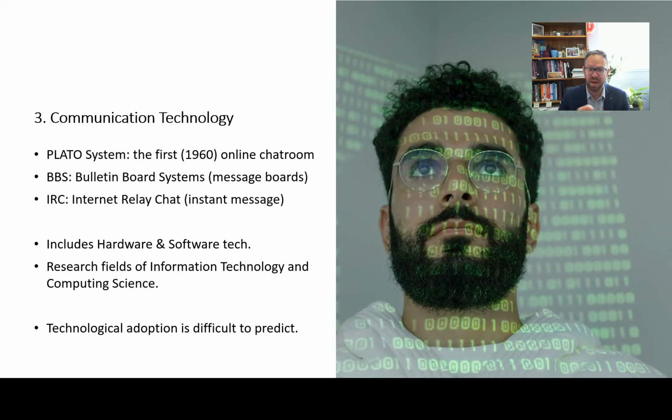Communication technology includes both hardware and software technological development, and the research fields of ICT, or information technology, and computing science. Now, technological adoption is difficult to predict. So sometimes we've got this model called the technological adoption model and the adoption diffusion of innovations as well, right? Now, when we look at that, sometimes the more advanced technology, technologically superior, like from an engineering perspective or a functional perspective, and you think, well, this is great, it doesn't always get adopted by people.